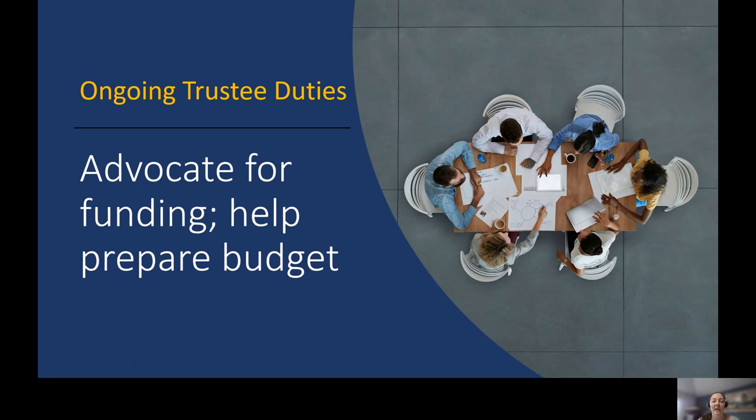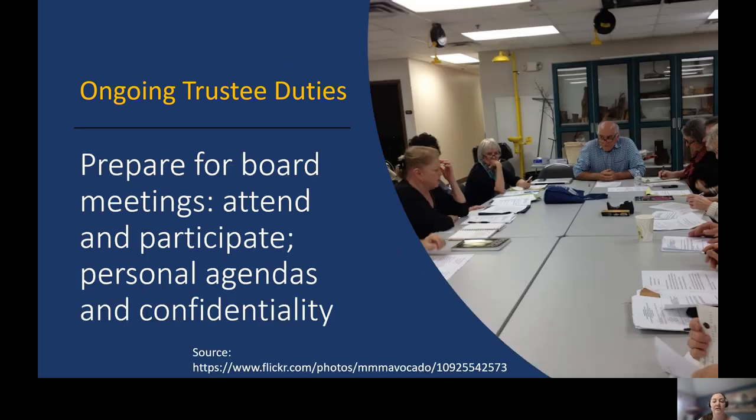Trustees should seek to ensure that the library receives adequate funding and work alongside the director to assist in preparing and presenting budget proposals. It's important that each trustee understand the budget and can answer questions about it if needed. Each trustee must be ready to participate in all board meetings and has a duty to put aside personal agendas when making decisions. They must exercise discretion and respect confidentiality outside of meetings.